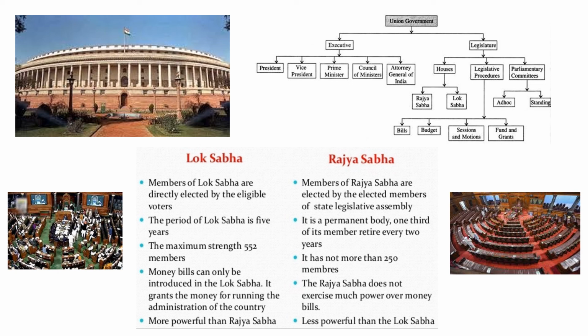The period of Lok Sabha is 5 years, whereas Rajya Sabha is a permanent body, one-third of its members retire every 2 years. The maximum strength of Lok Sabha is 552 members, and Rajya Sabha has not more than 250 members. Money bills can only be introduced in the Lok Sabha. The Rajya Sabha does not exercise much power over money bills. It is more powerful than Rajya Sabha, less powerful than the Lok Sabha.